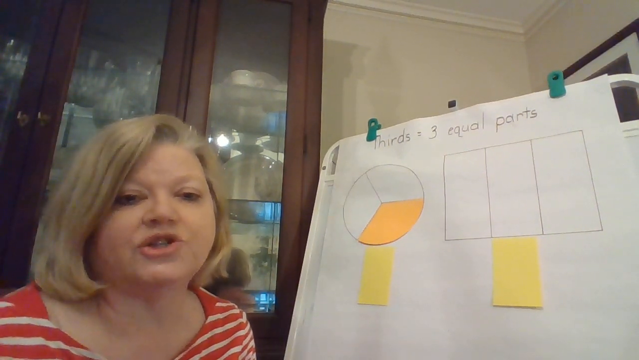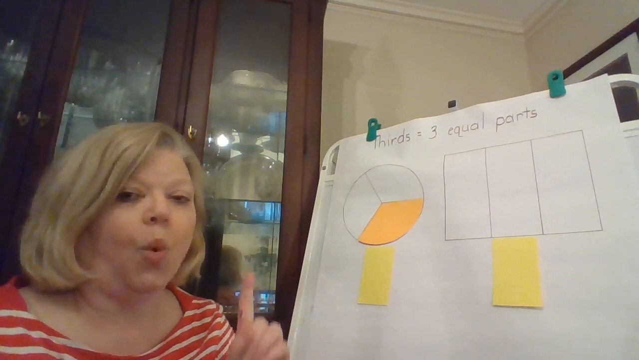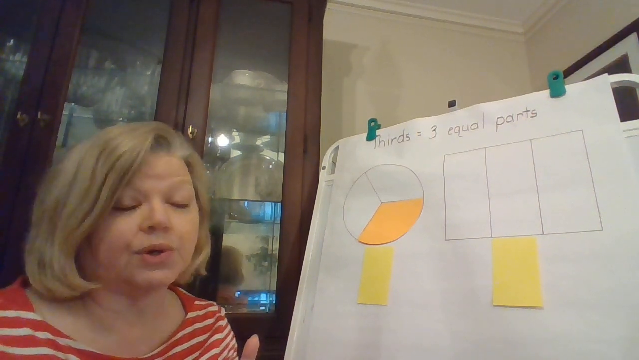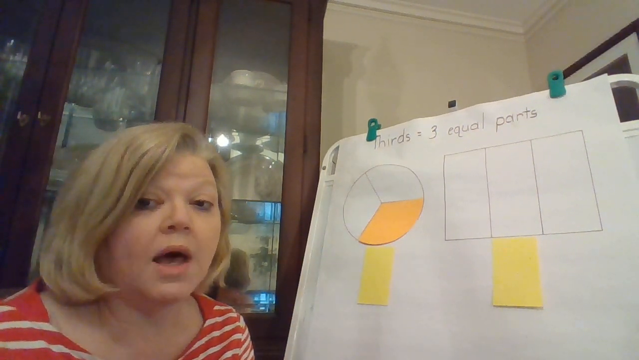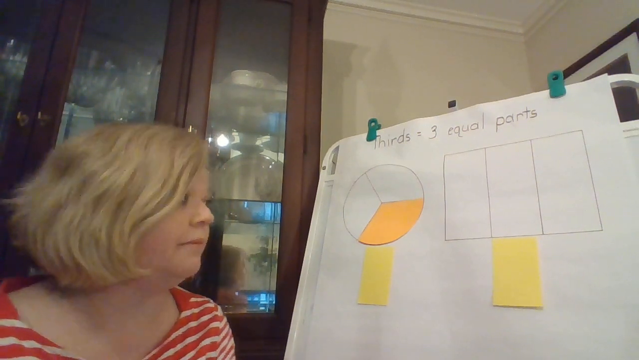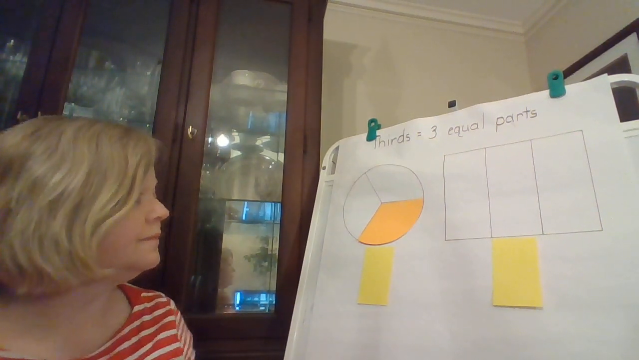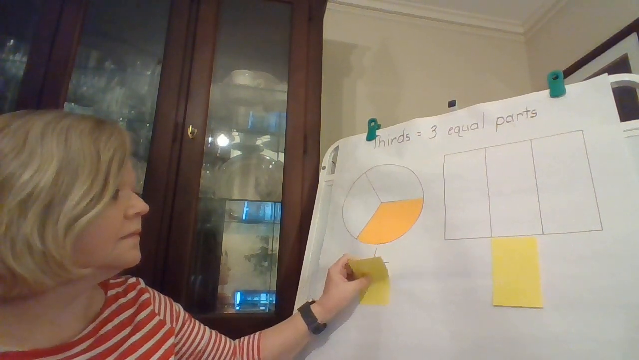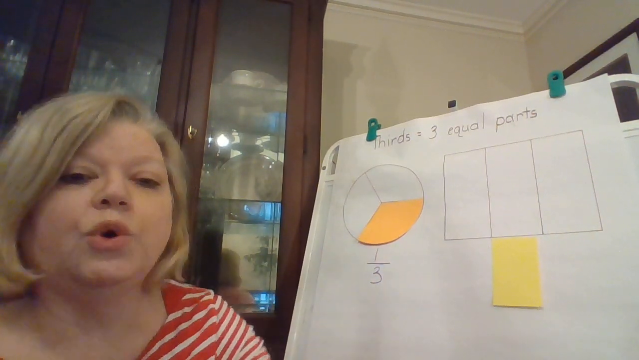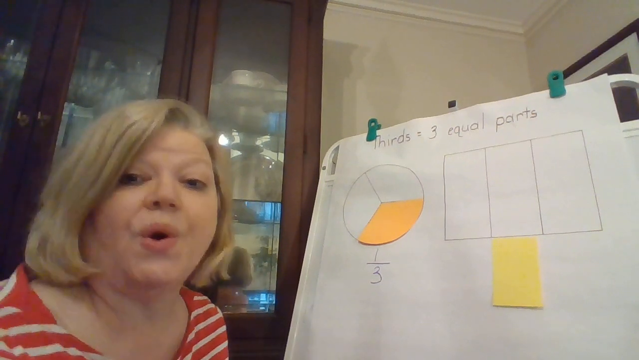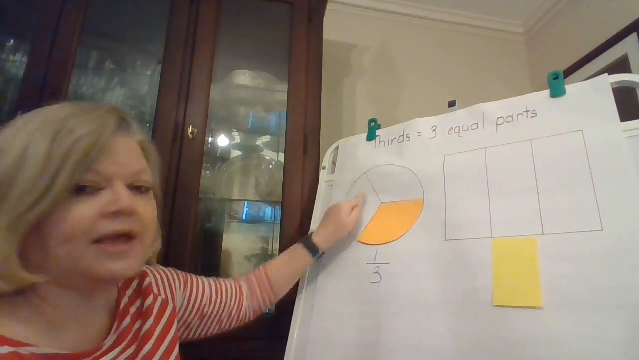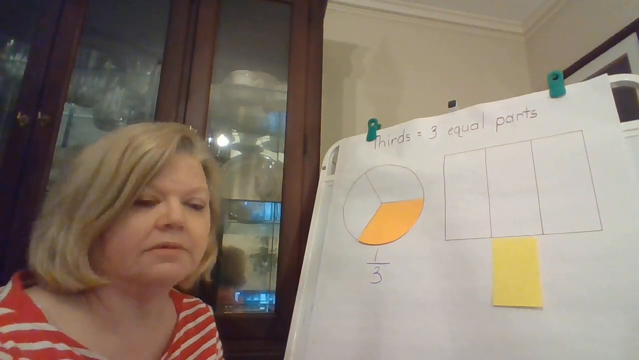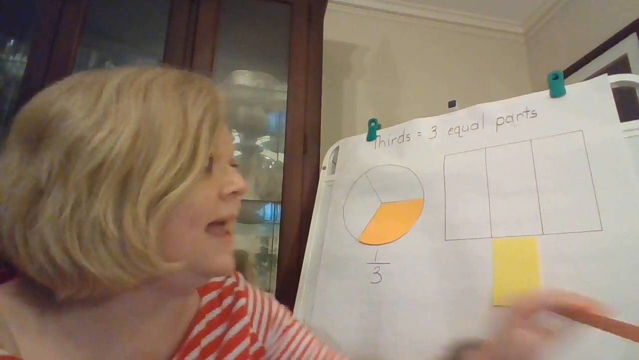What would my fraction be? Now remember, 1 part is colored or shaded out of how many parts altogether? Think now, what would your fraction be? It would be 1/3. You are correct. 1 part is shaded out of 3 parts altogether. Great job.